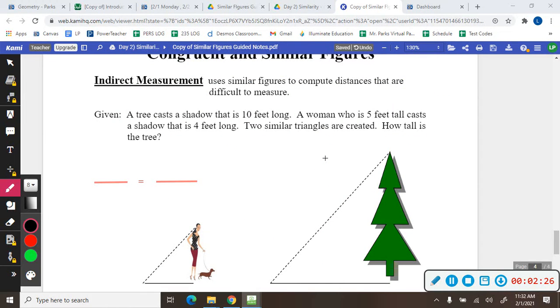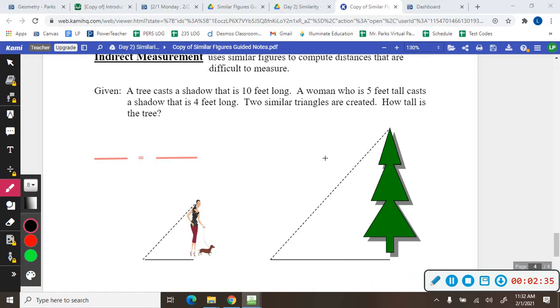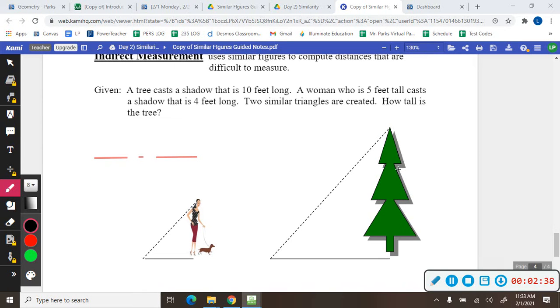So one thing that's kind of nice, when would you use this in your real life? You could actually use similar figures to compute distances that are difficult to measure. So let's say you wanted to see how tall this tree was. Because you know how tall you are, and you know the angle is going to be the same, if you look at your shadow, you can also measure the tree's shadow to estimate how tall the tree is.